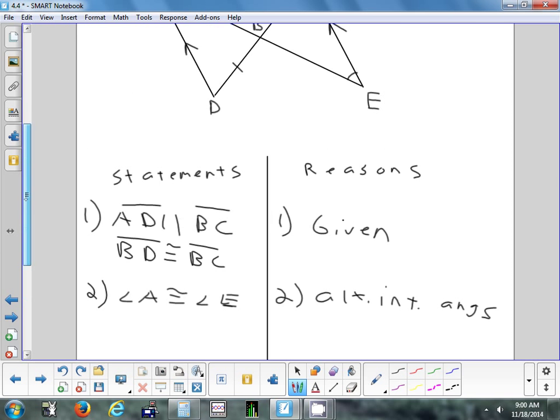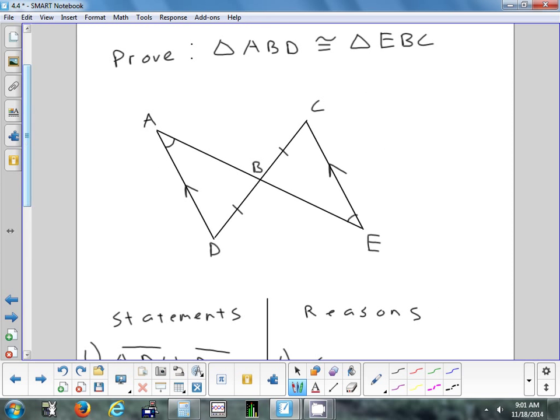Okay, so now we've got a side matching a side. We've got an angle matching an angle. We need something else. C and D are alternate interior angles. Okay, so we could talk about, let's see. Sure, you could talk about C and D. We could do angle and side. Yep, we could do it that way. What's another way we could do it?